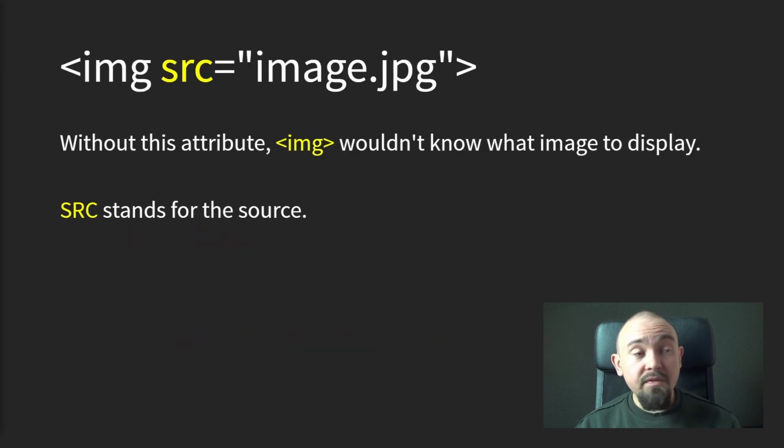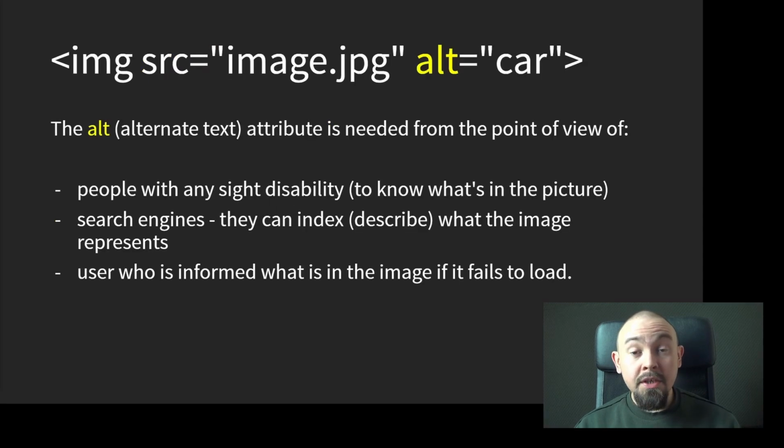The attributes are most often the shortcuts of the words they mean. For example, src is the shortcut for the source. Without the src attribute, the img tag wouldn't know what image to display. So this attribute has to be in the img tag if we want the image to appear. The alt attribute that I also showed you before should be in the img tag as well. First of all, because it is necessary for people with sight disabilities to know what's in the picture. This also affects the indexing of our websites by the search engines. Alternatively, this attribute will notify the user what's in the image if for some reason the image couldn't be displayed.